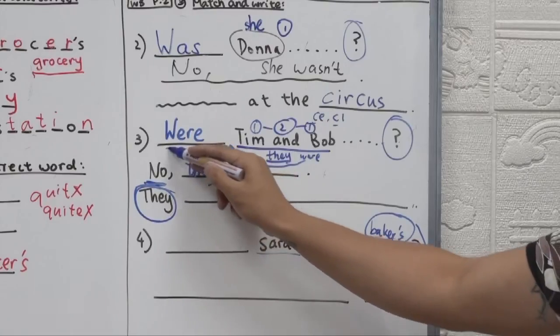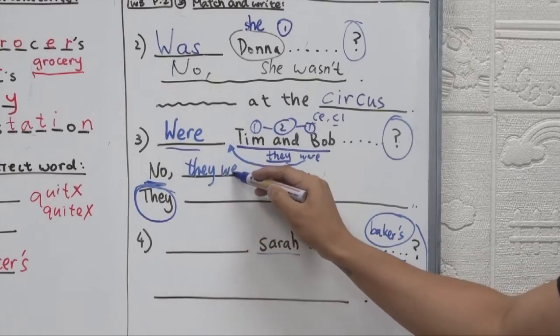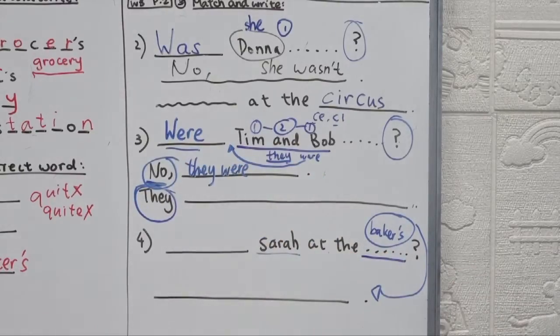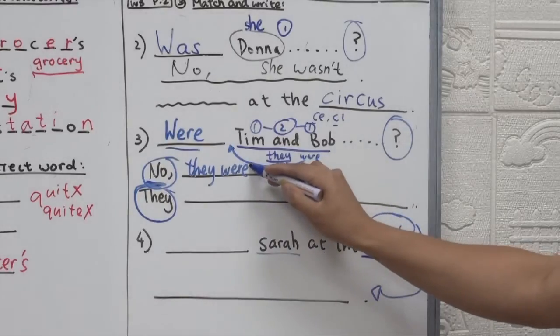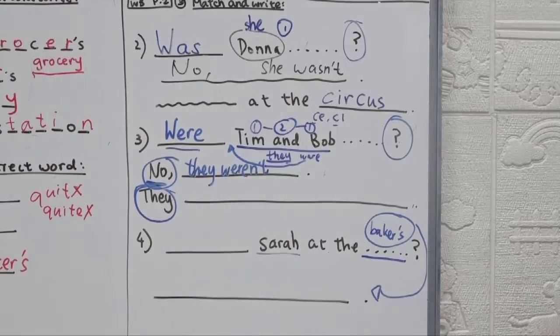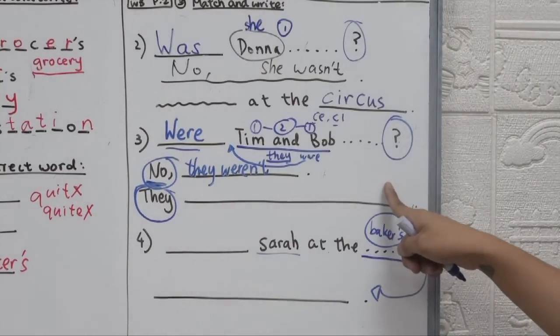Right, so no, they, and then here we have were, right? So we can use were. And of course, no means an apostrophe, right? So no, they, apostrophe, no, they weren't. No, they weren't. Where were they instead of the hospital?